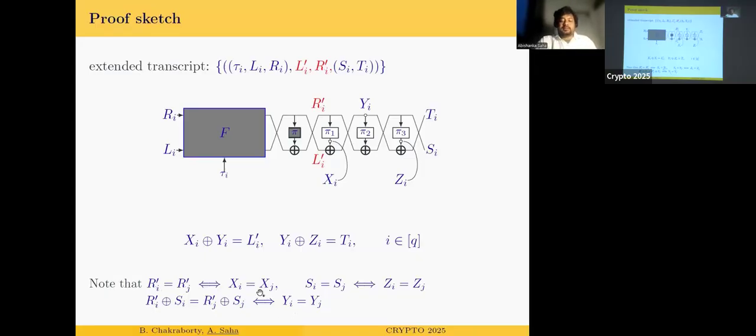So these are the set of equalities and non-equalities. These are also non-equalities, because if ri prime not equals rj prime in the extended transcript, then we must have xi not equals xj, and so on. And this system of equations and the set of equalities and non-equalities can be succinctly represented in graph theoretic terms as follows.